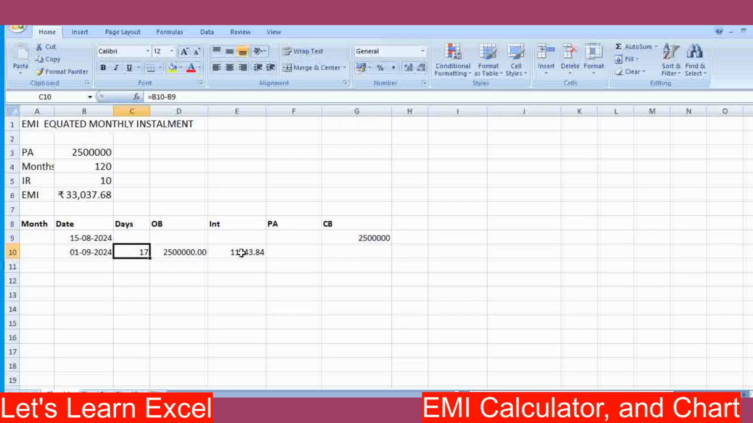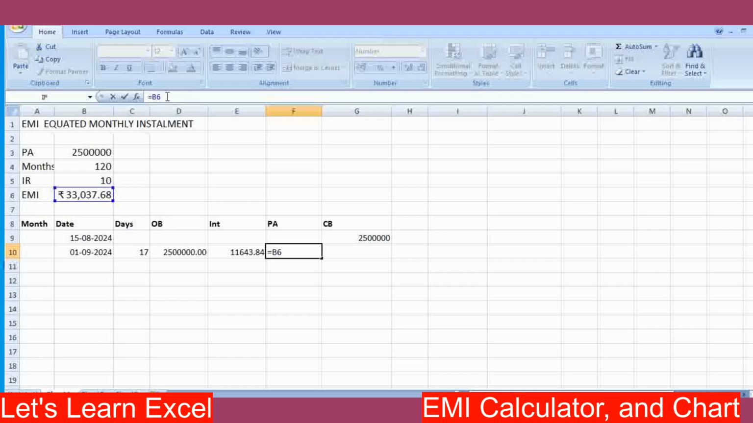So 17 days interest is this much. Now this will be the principal amount. So bank will credit the remaining amount from EMI and interest as the principal amounts. So now equal here again. Okay, principal amount will be how much now? It will be this EMI.